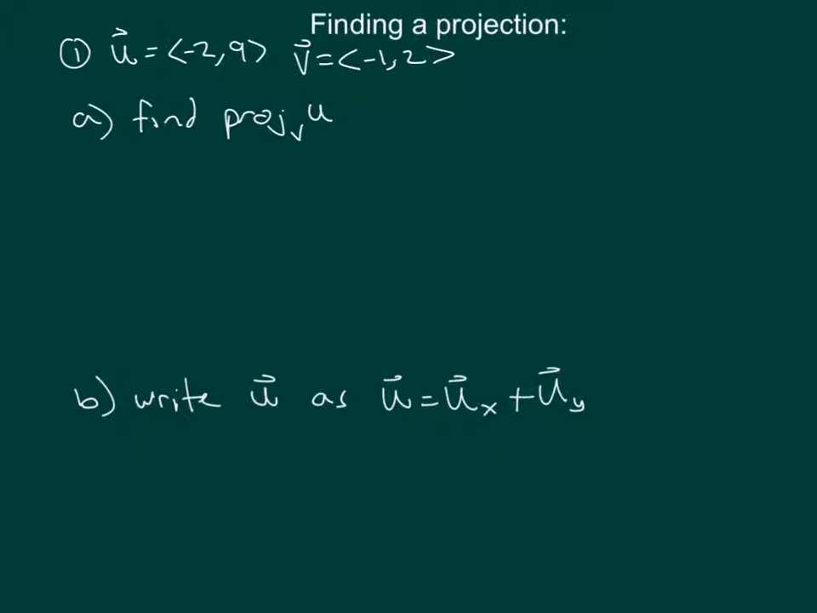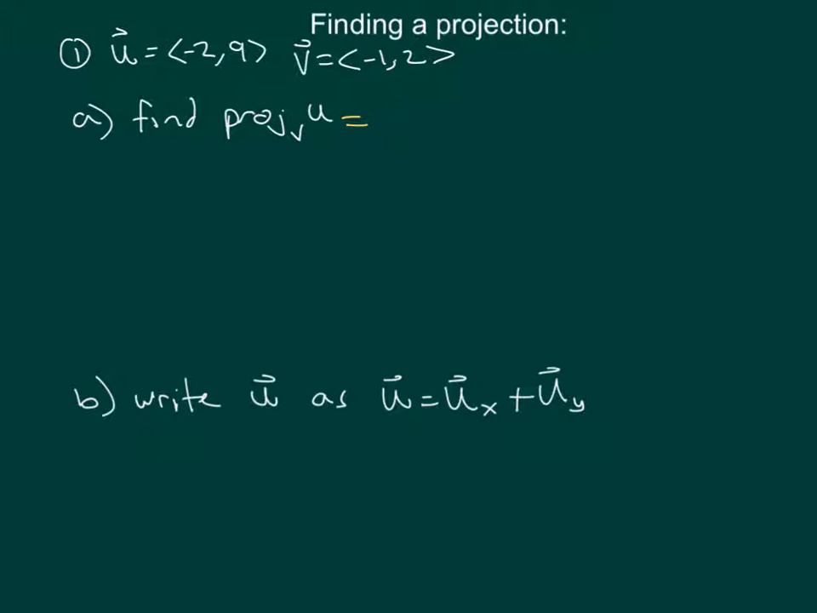So this first one's going to be finding the projection. That's how we ended class with that formula. In this one, it's like numbers 29, 30, 31, 32, 33 in the homework. So the first thing, let's get our formula that we came up with in class.